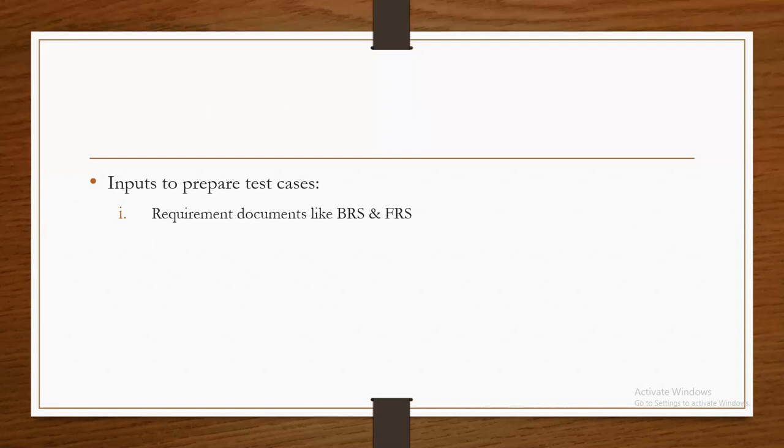Suppose I take a bank application: the banker, that is the bank employee, is one user; the account holder, the customer, is one user; the administrator is one type of user. So in my bank application, these three types of users are going to use it. For each user, what type of services are required in the system? That is described in the BRS. BRS describes a brief description or core business logic of the client.